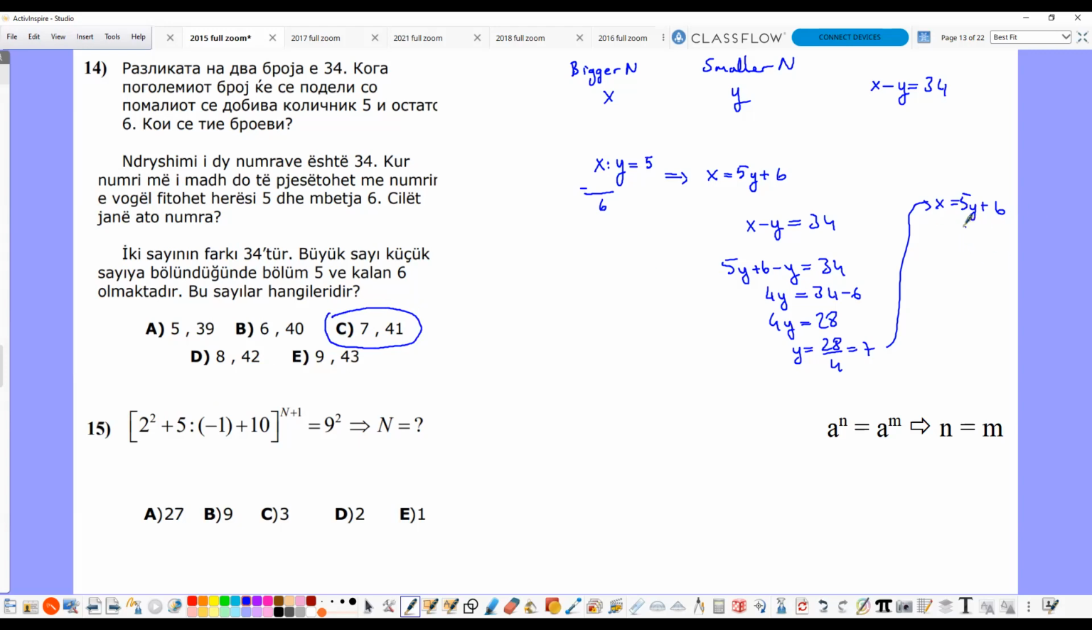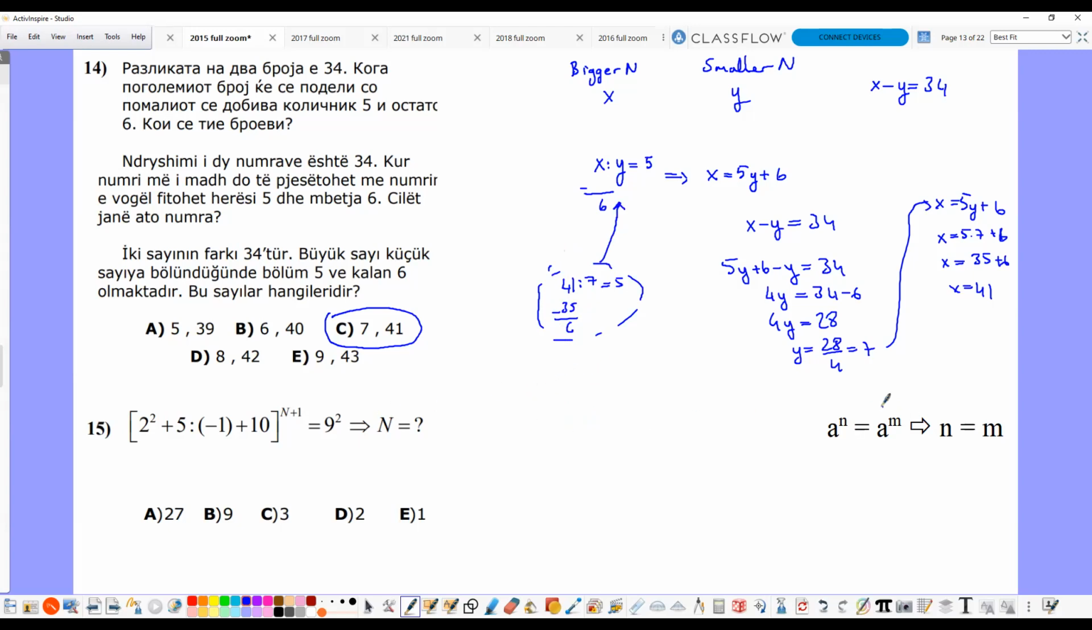But I want to show also that x is 41. x is equal to 5 times 7 plus 6, x is equal to 35 plus 6, x is equal to 41. And in the division algorithm, 41 divided by 7 is equal to 5 times 7, 35, and the remainder is 6. As you see, it fits also here. What I did here is similar to this one.